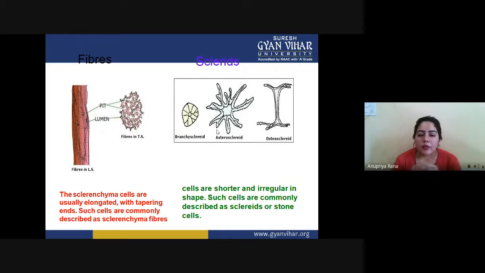On the other hand, the cells which are a little shorter and irregular in shape are commonly called sclereids or stone cells. To be a stone cell or sclereid, the cell needs to be shorter and irregular in shape. But in the case of fiber, the cell needs to be elongated, and also has tapering ends. So these two are the types of the sclerenchyma.